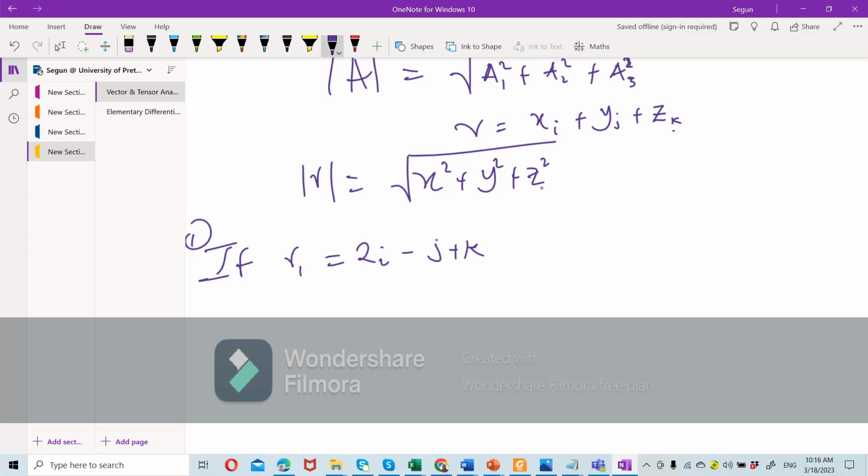I can't see the screen. Okay, if you cannot see the screen, it is your network. Just zoom in if you can't see it.